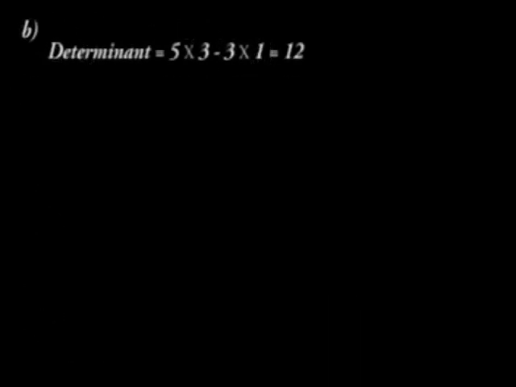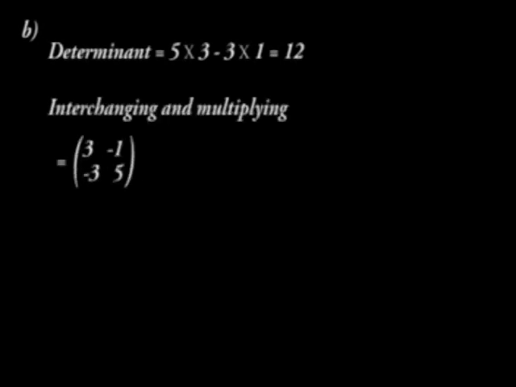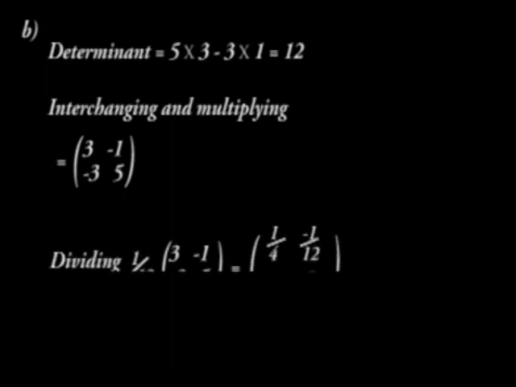For B, the determinant is 5 times 3 minus 3 times 1, which is 12. Interchanging and multiplying, we are going to have 3, minus 1, minus 3, 5. Then finally dividing by the determinant, we shall end up with 1 over 4, minus 1 over 12, minus 1 over 4 and 5 over 12.